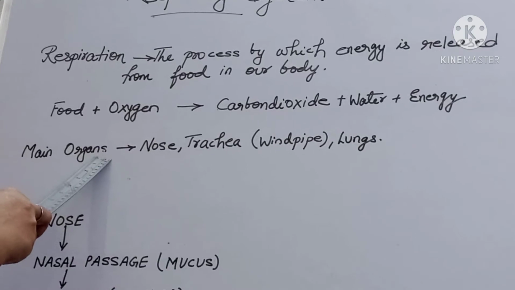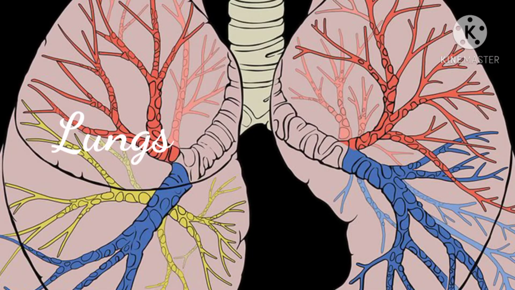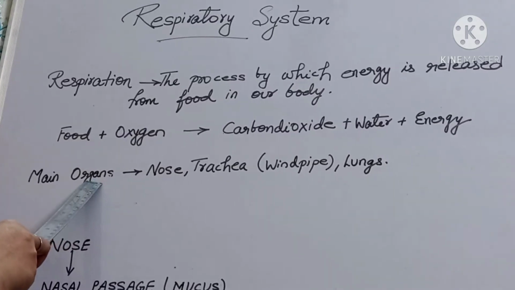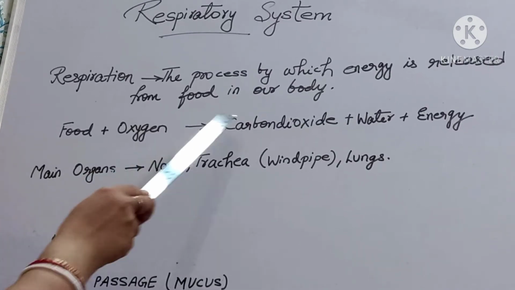The breathing organs of human beings are lungs. It is in the lungs that the gases are exchanged between the blood and air. The gases exchanged between blood and air are oxygen and carbon dioxide.